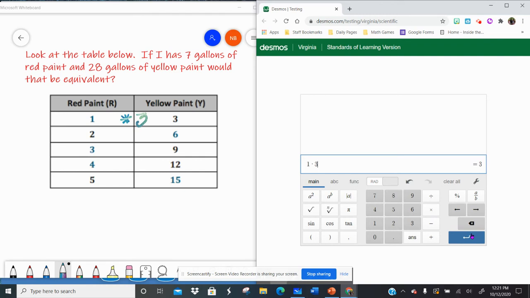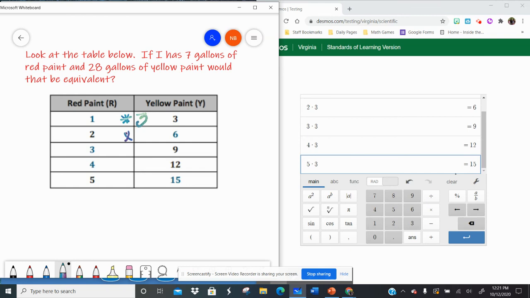You go straight down the list. 2 times 3. Oops, I did divide it. Let's clear that. 2 times 3 gave me 6. 3 times 3 gave me 9. 4 times 3 gave me 12. And then 5 times 3 gave me 15. So since each row is times 3, the rule of the table is times 3.